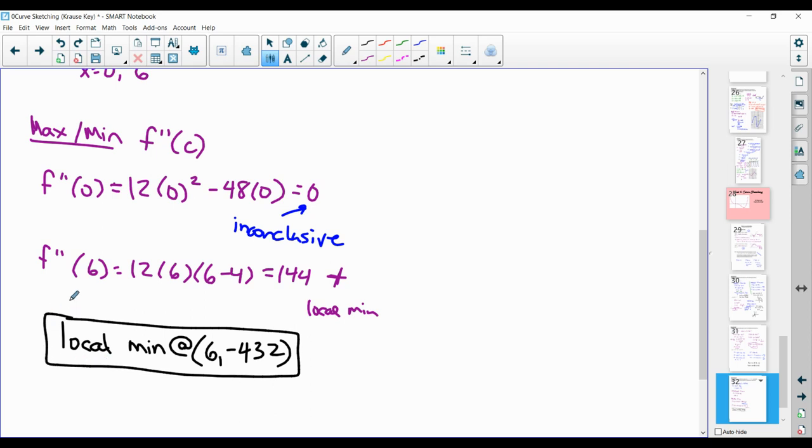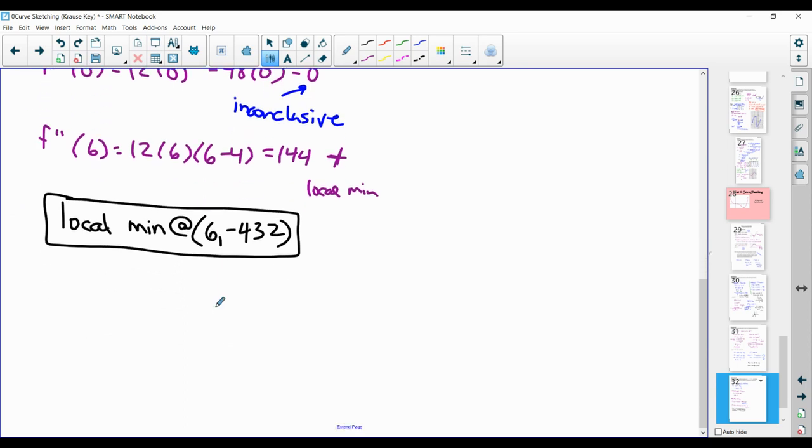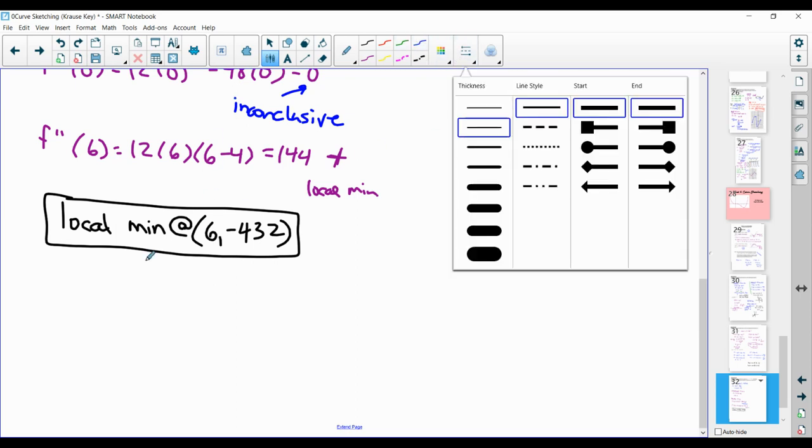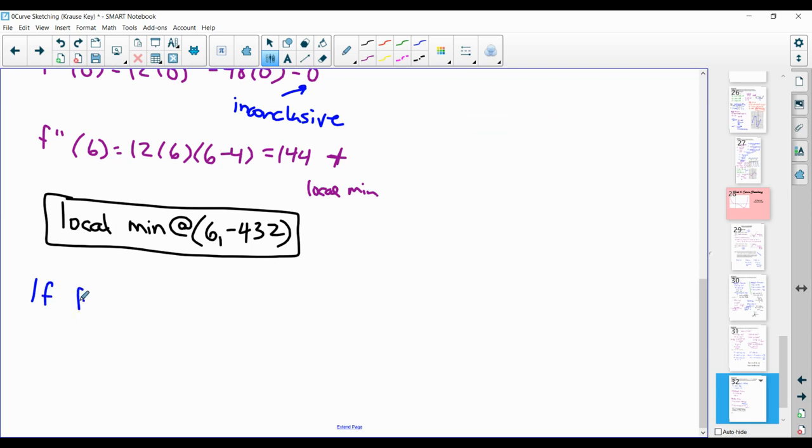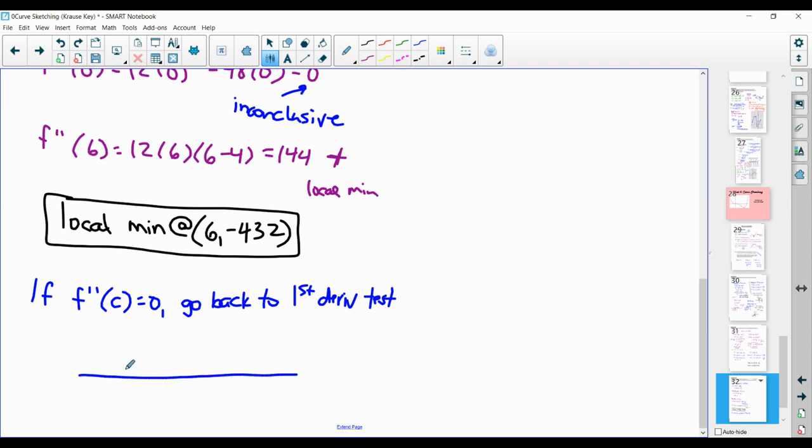All right. Now, because that first one is inconclusive, the second derivative equaling 0 is inconclusive, we have to go back to our first derivative. So if the second derivative is equal to 0, then we go back to the first derivative. The first derivative test. Okay. And again, you can use this as a number line. You can do this as an interval chart. For this one here, I'm going to choose to do a number line.